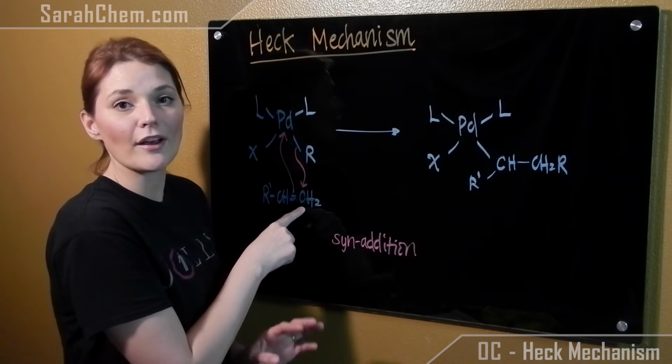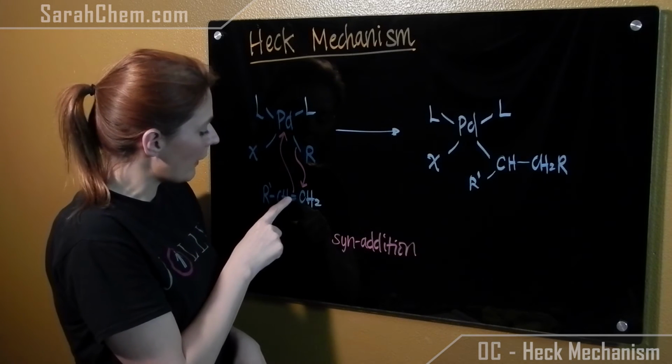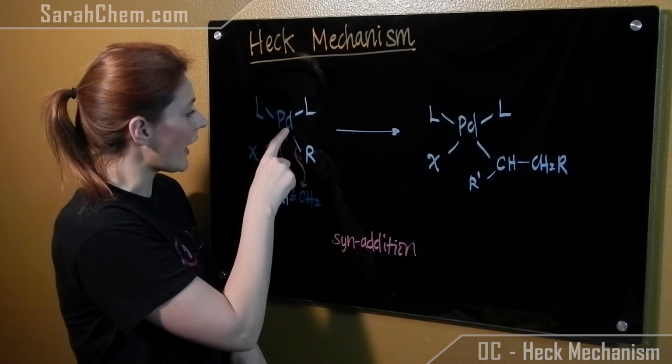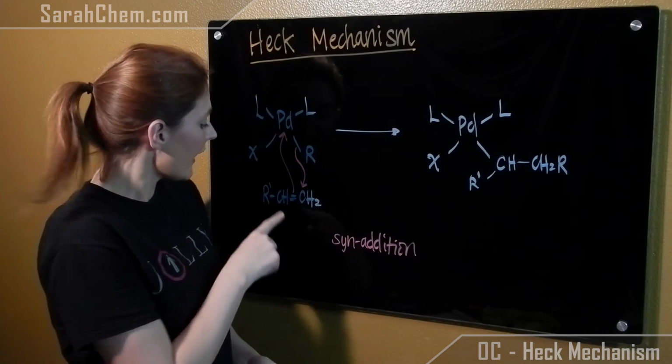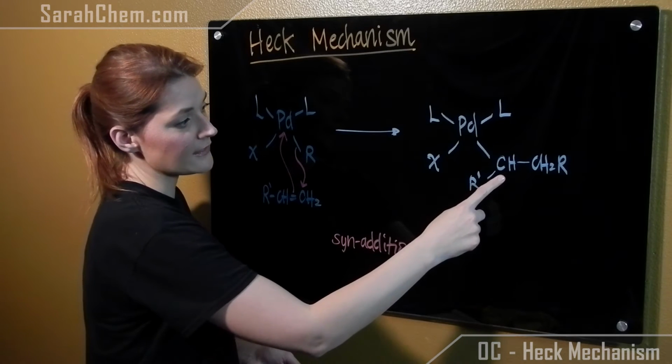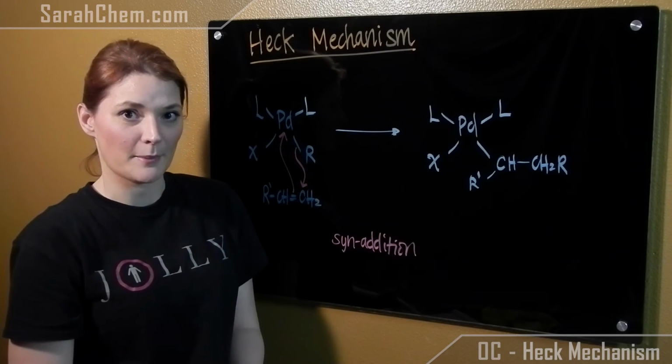This carbon will now have 5 bonds, which isn't going to work. It can't exceed 4 bonds. So this pi bond will break and it's going to attack the palladium. This allows the palladium to maintain its 4 bonds, and it makes sure that this carbon right over on this side now has a complete octet. Let's move on to the third step.